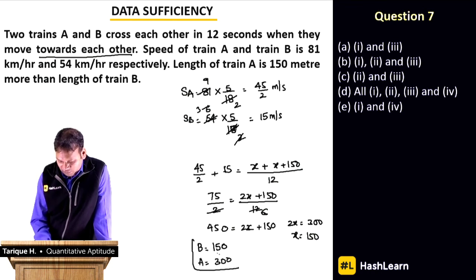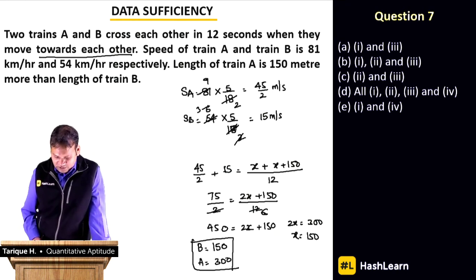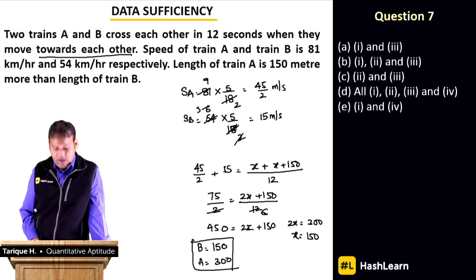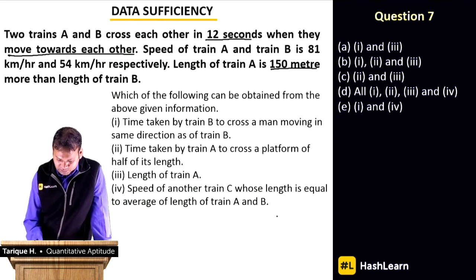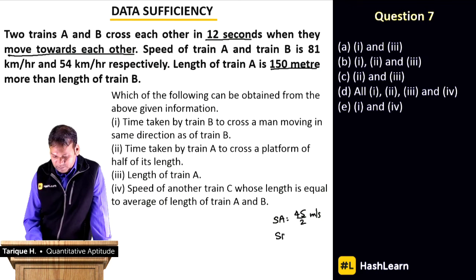So now we have found the lengths of the trains and we know the speeds. Okay, so let's go back to the previous slide and write down these values. Length of train B is 150, length of train A is 300, and speeds are 45 by 2 and 15. Speed of A is 45 by 2 in meters per second. That's already given to us, we just converted into meters per second. Speed of B is 15 meters per second. Length of A 300 meters, and length of B 150 meters. Done.